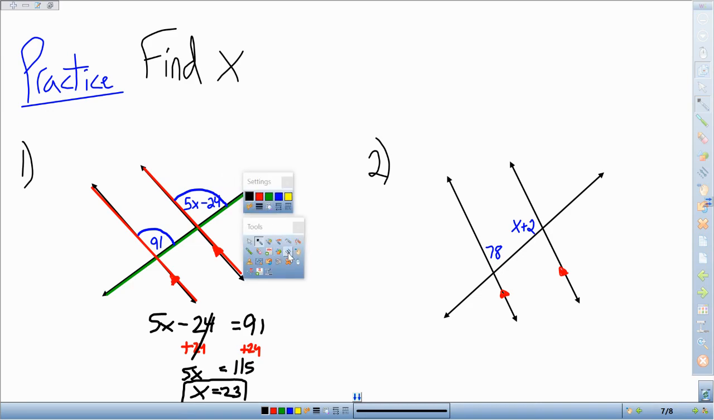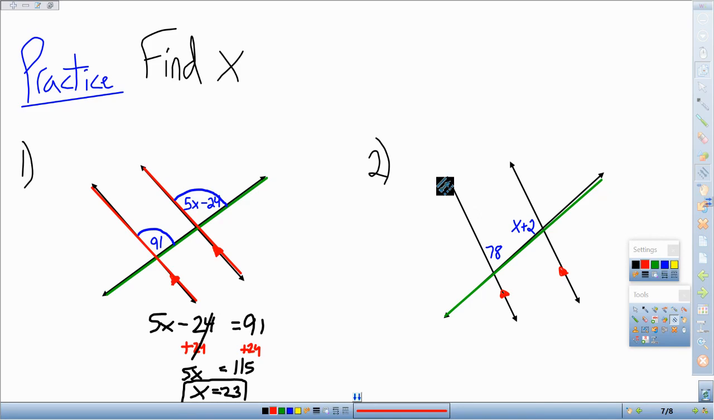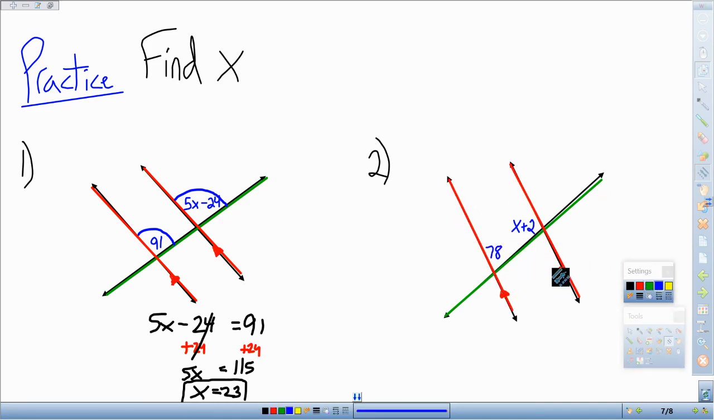Okay, number 2 here. Here's my transversal. Here are my parallel lines. Here's what I notice. These two angles here are also on the same side of the transversal, just like the last problem. But they are not on the same side of the parallel lines. They are on the interior of the parallel lines. These are same side interior.